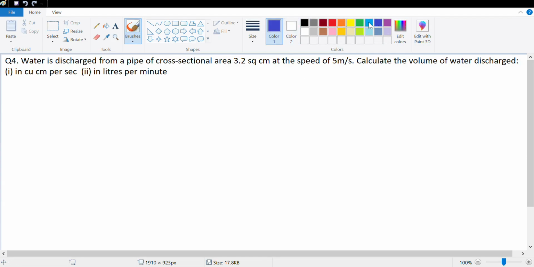Hi guys, let's look at the next question. The next question is question number 4. It says water is discharged from a pipe of cross sectional area of 3.2 centimeter square.